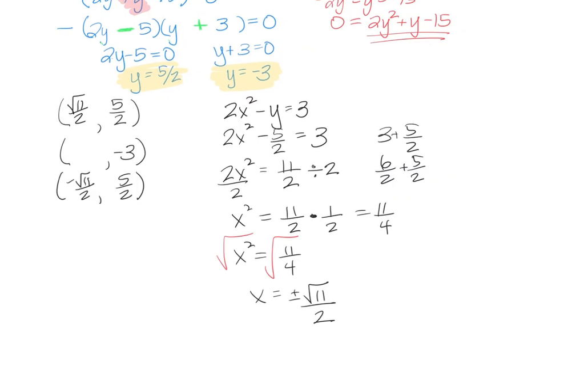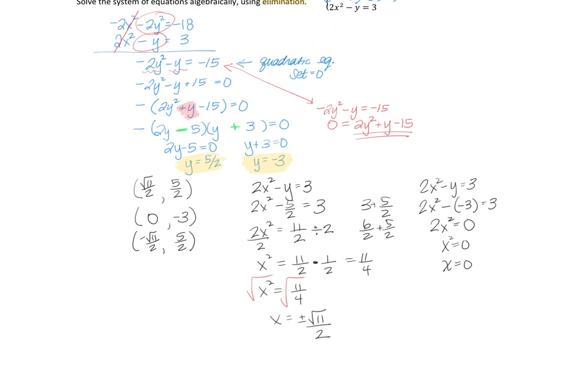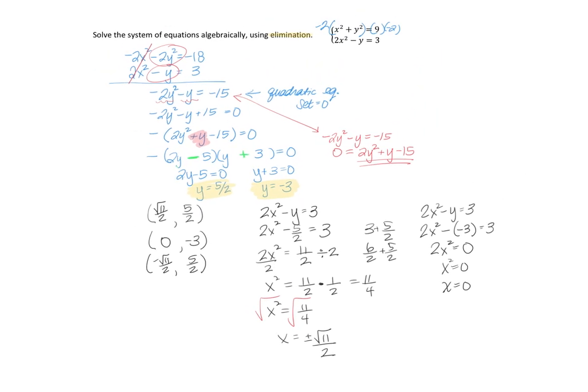Then I'm going to repeat the same exact process with 2x squared minus y equals 3, but this time we're going to substitute in negative 3 for y and solve. So 2x squared is equal to 0. So we'll get plus 3 and we subtract it over. Then that means x squared is equal to 0 and square root both sides. That gives us x is equal to 0. So we will get our same 3 solutions, just solved a slightly different way. This one was using elimination.